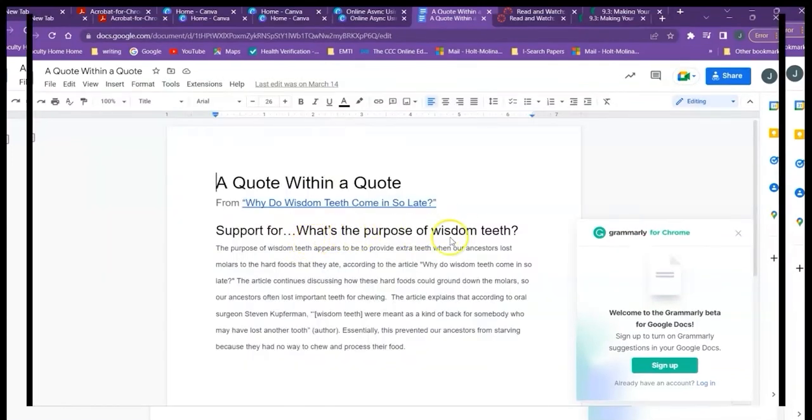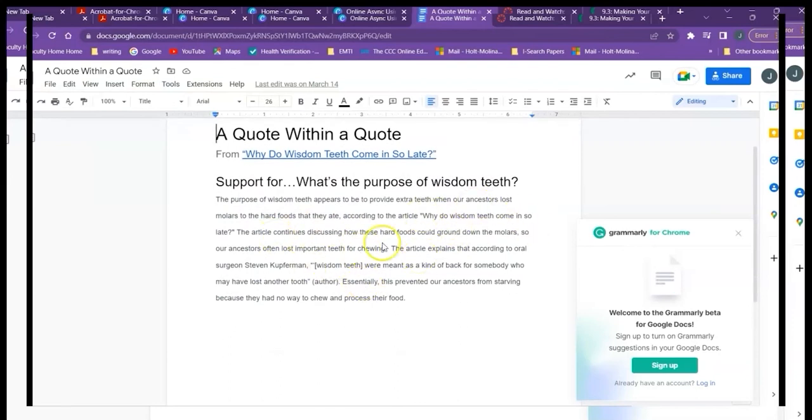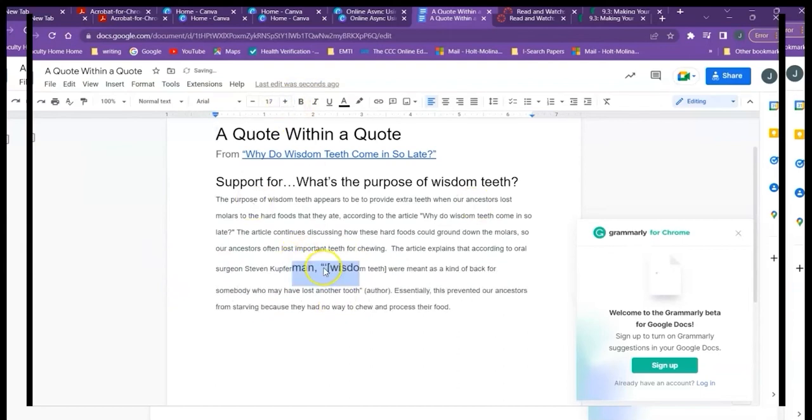And I go down here, I put the same thing that we had before, and I say, The article explains that according to oral surgeon Steve Kupferman, wisdom teeth, okay, and you can see right here, I added this in there because it makes everything flow a little bit more nicely, and we know what I'm trying to talk about. So if you put it in brackets like that, it says, this was not originally in the text this way, but I need it to make everything flow correctly, okay? So I put quotation mark, and then look at this. It's really tricky right here, but kind of fun.